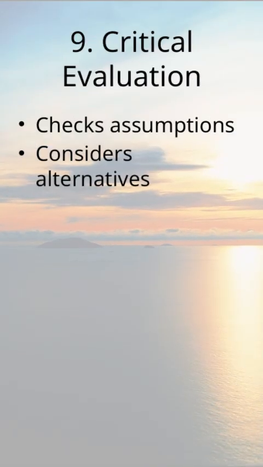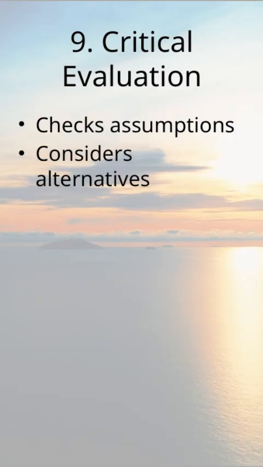Now, moving on to the next important step in critical evaluation, we want to check assumptions. This means we need to question the underlying beliefs or premises that support our ideas. By doing this, we can identify any biases or gaps that might affect our conclusions. Next, we consider alternatives. It's vital to explore different options or approaches rather than sticking to just one path. This openness allows us to find the most effective and innovative solutions and avoid tunnel vision.